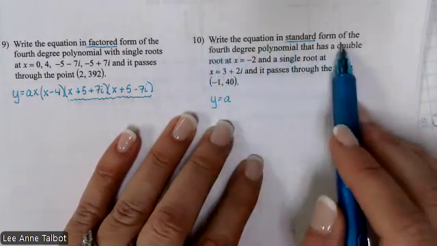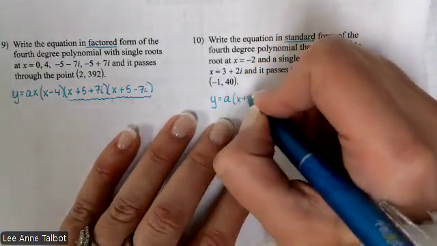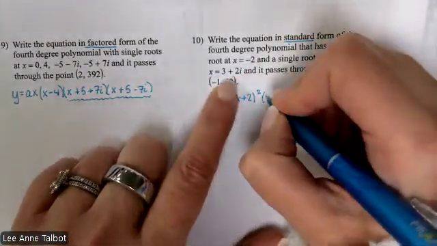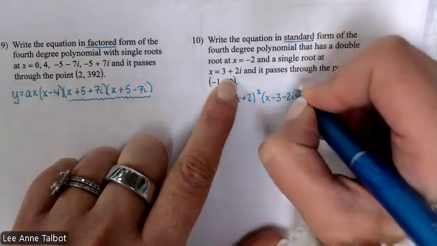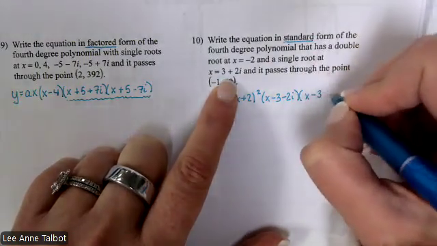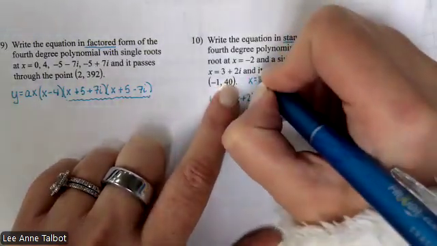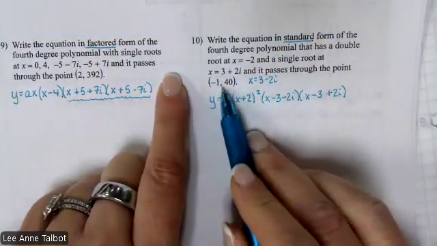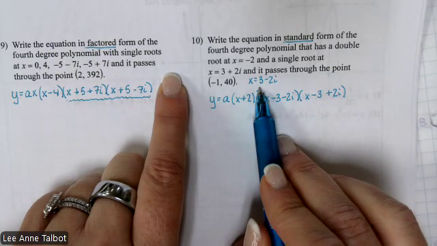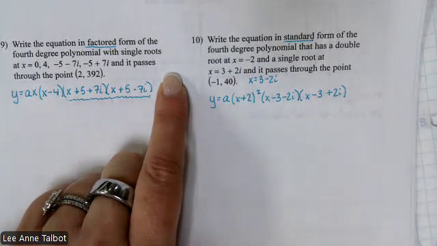Okay, anyway, write the equation in standard form of the fourth degree polynomial that has a double root at x minus 2, so (x plus 2) squared, and a single root at 3 plus 2i, so x, switch sign, but then there also has to be the conjugate, x, switch sign, switch sign. Okay, so let me slow down on that piece. If this exists, this also has to exist. I tried to give you a hint by saying fourth degree polynomial, which then you should know that there should be four roots.